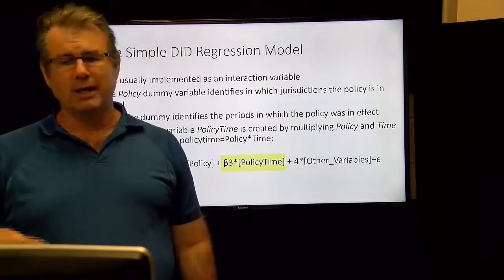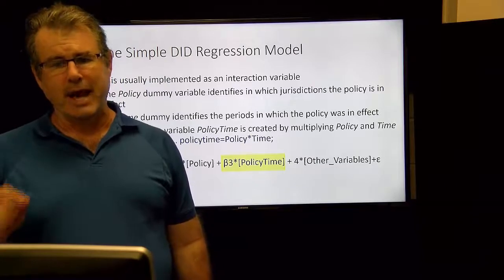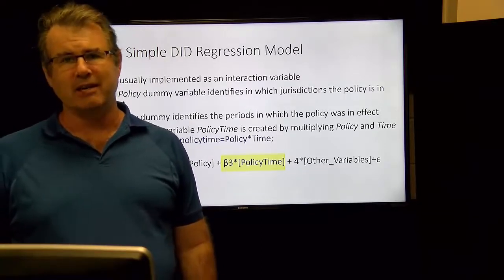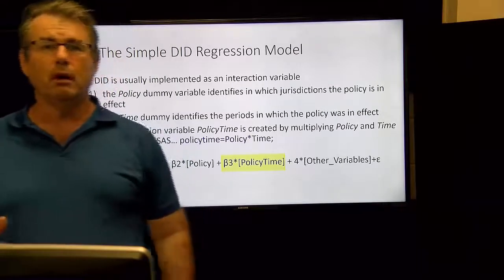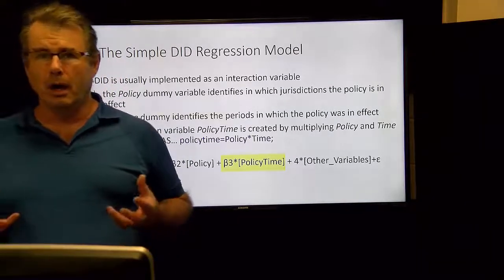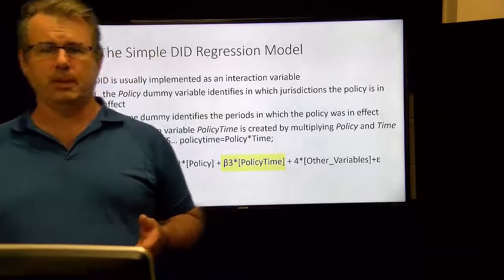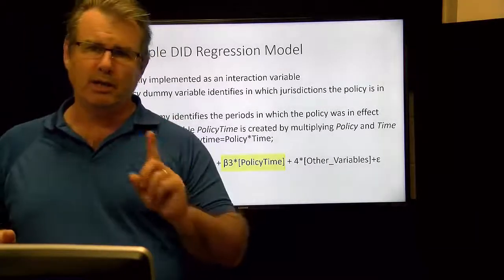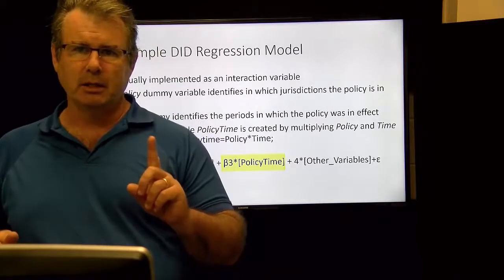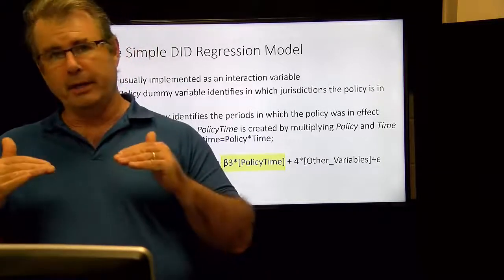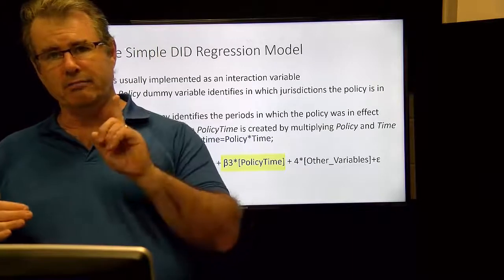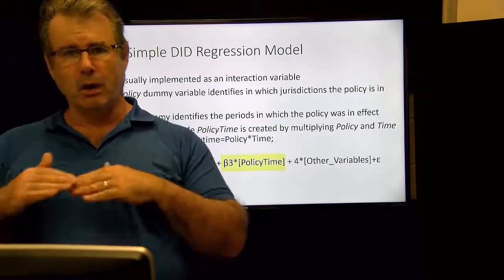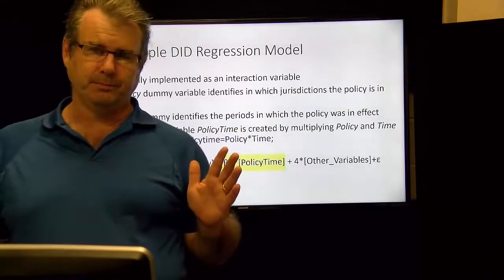There's also a time dummy. The time dummy identifies the period in which the policy is in effect. And that's true for all jurisdictions. And so even if we're talking about all 50 states and only one state had the policy in effect, for whatever periods that the policy is in effect, you give that state and every other state a 1, and for all other periods it's 0.